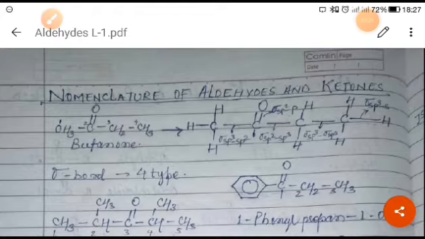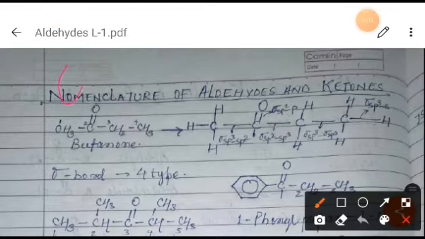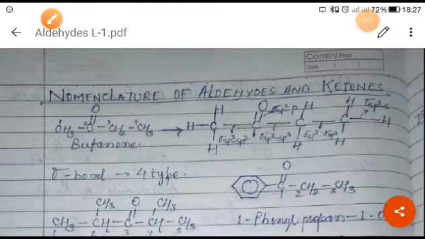According to the common system, aldehydes are named according to the name of the corresponding carboxylic acid which they form on oxidation. The suffix we are using here is IC acid. The IC acid of the name of the acid is replaced by aldehyde. Suppose we take an example.